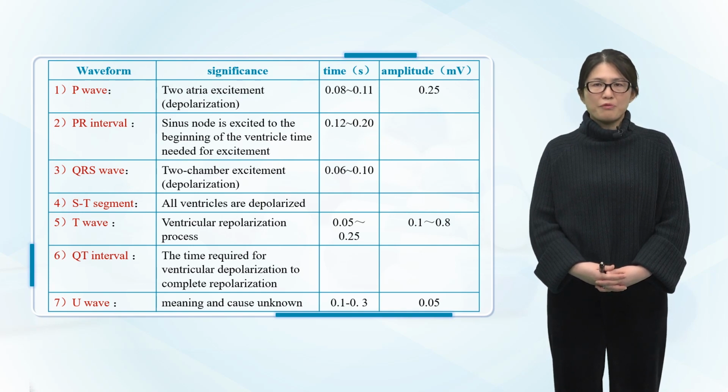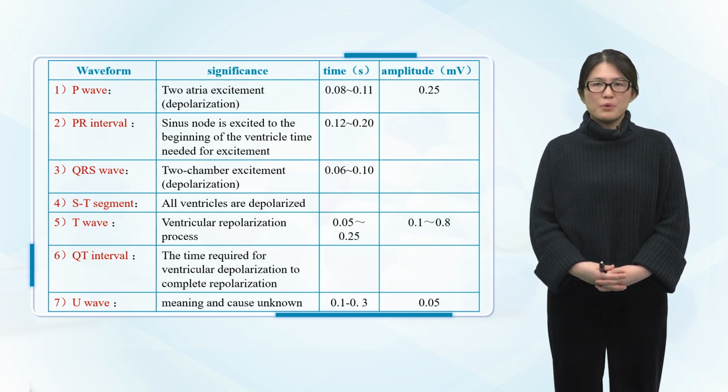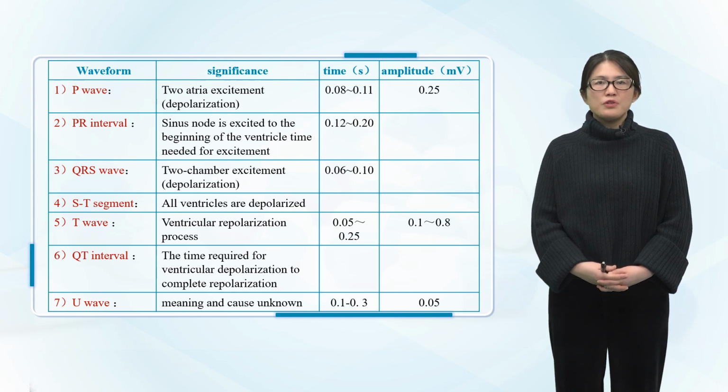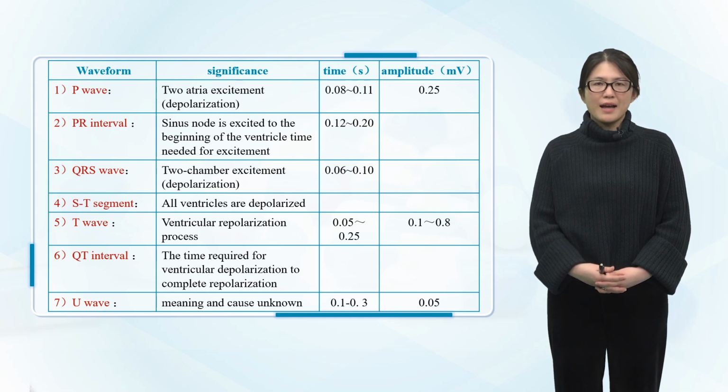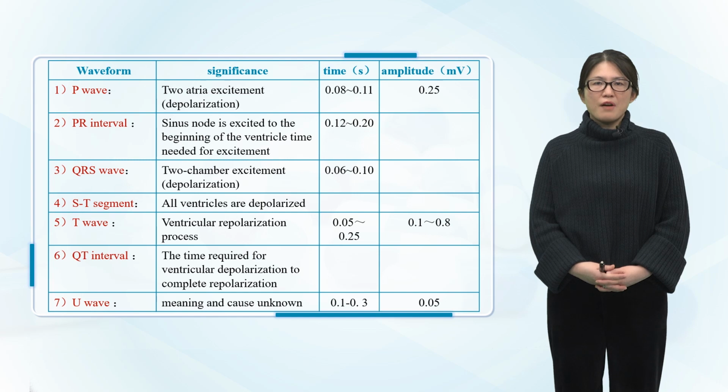The QRS complex reflects the depolarization process of the left and right ventricles. The T wave reflects the process of ventricular repolarization. The U wave may appear as a low and wide wave at 0.02 to 0.04 seconds after the T wave, called the U wave. The direction of the U wave is generally consistent with the T wave. The meaning and cause are not very clear.